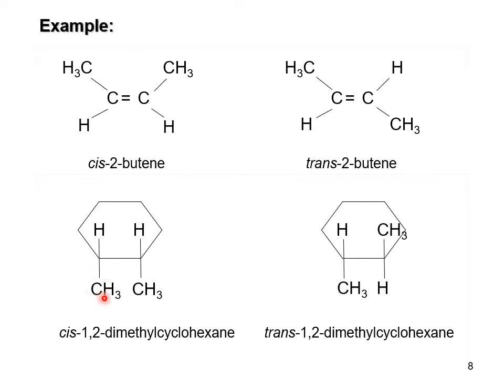With the same side, that's why it's cis isomer. This is cis-1,2-dimethylcyclohexane. If the groups are on different sides, this is trans-1,2-dimethylcyclohexane.